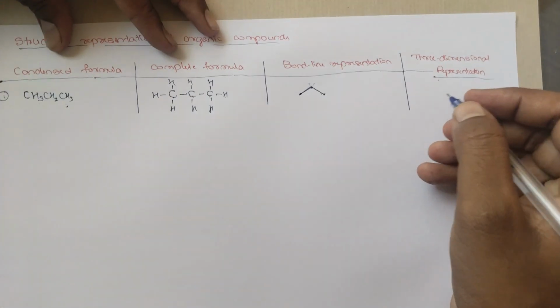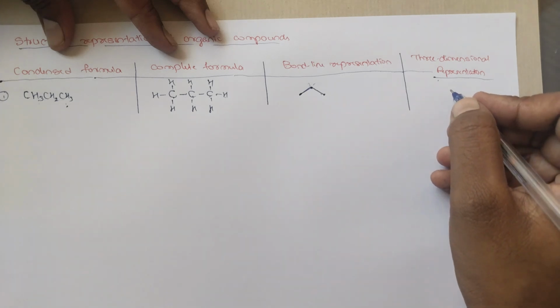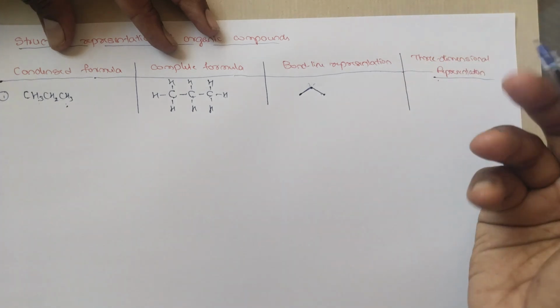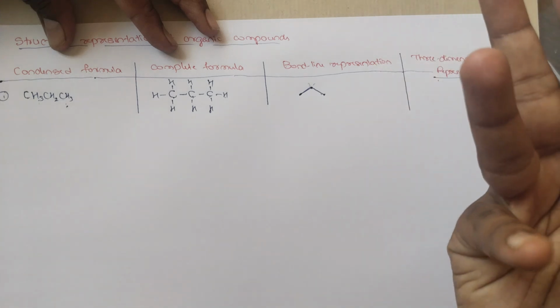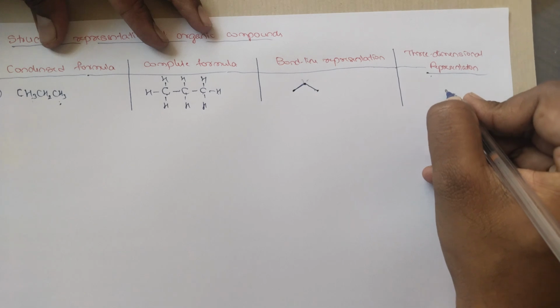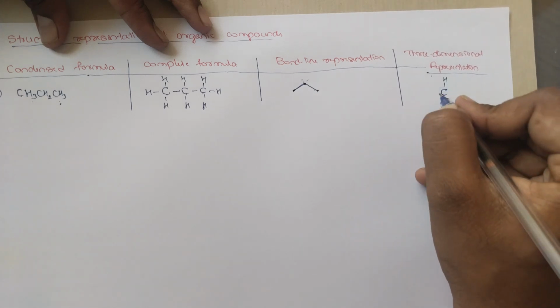And the 3-dimensional representation means here we will show whether the atoms attached to one carbon are above the plane, below the plane or in the plane. Okay, see, one carbon, write like this.